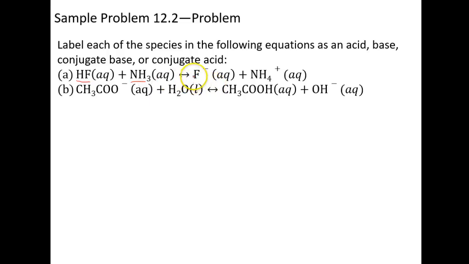Well, based on the equation, the HF is losing the proton, so this is acting as a donor. So this is the acid. The ammonia is accepting it, so this is the base. The F minus now on this side is the conjugate base, and the ammonia, the fluoride is the conjugate base, the ammonia is the conjugate acid. All right, see if you can do B on your own.